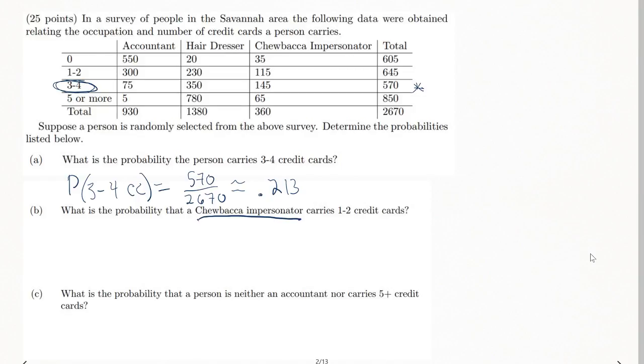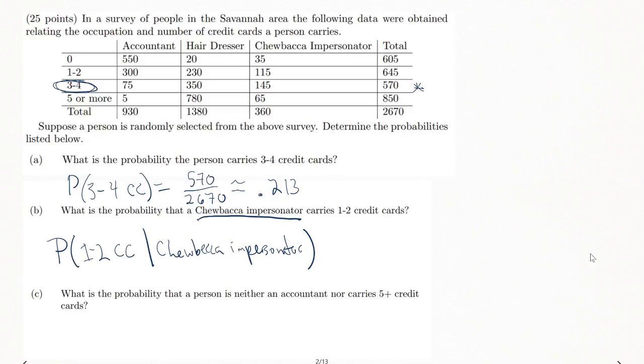Okay? So what actually is happening here? We're looking for a Chewbacca impersonator that's carrying 1 to 2 credit cards. So we have a 1 to 2 credit cards, and the way we read this, this is the probability that the person carries 1 to 2 credit cards, given, is what that little line up and down means, given that that person is a Chewbacca impersonator. That's how you can read that out. Okay, so it's just a shorthand. And that's all the conditional probabilities are. You have one given thing that's already occurred.